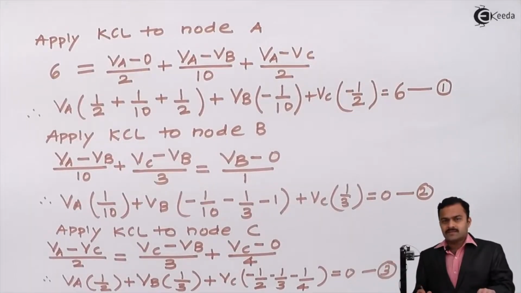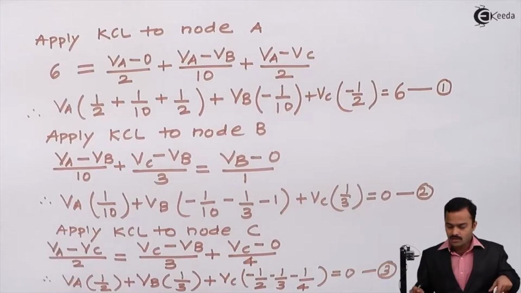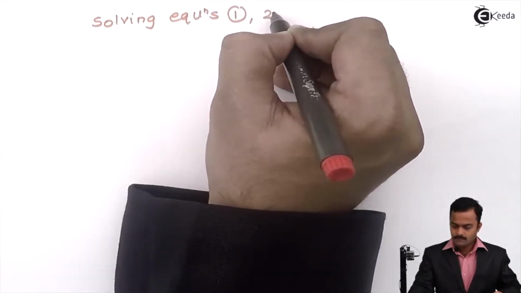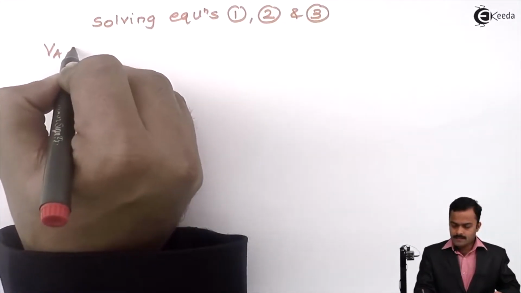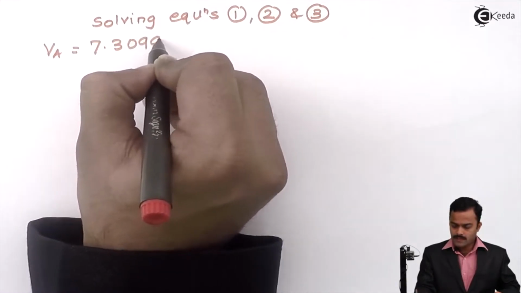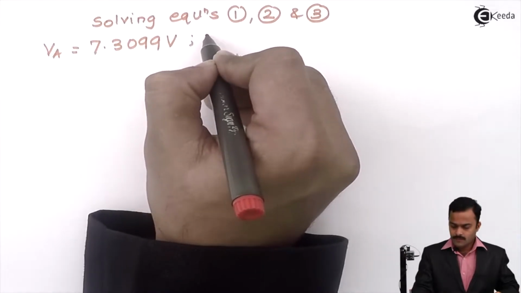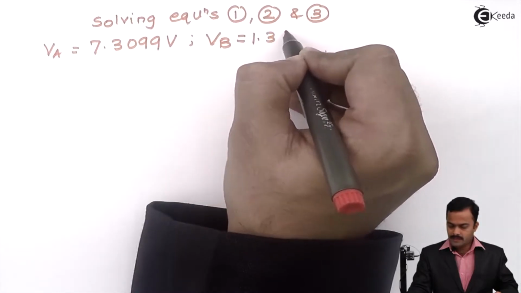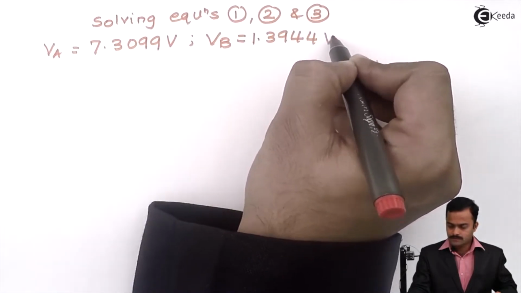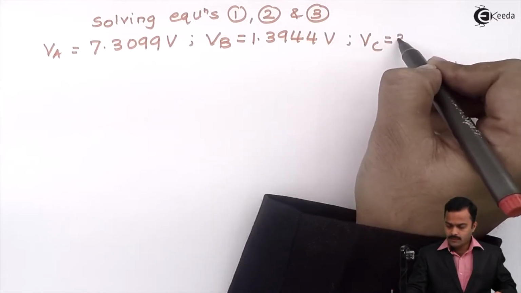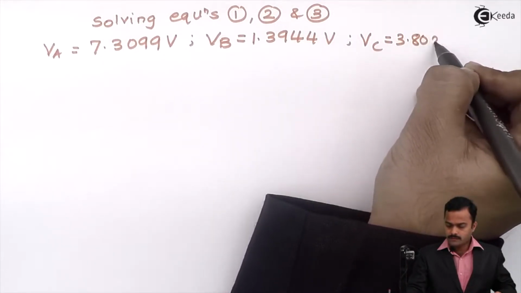So I am getting 3 equations, 3 unknowns, and if I solve these 3 equations, I will get VA as 7.3099 volt, VB 1.3944 volt, and VC I am getting 3.8028 volt.